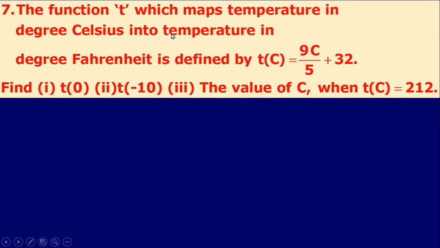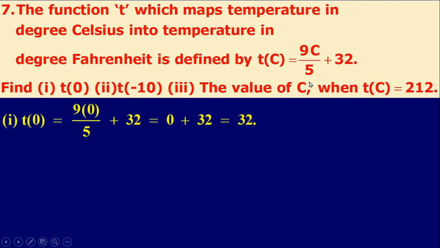Here it is given one function which converts temperature in degree Celsius into temperature in degree Fahrenheit, that is t of c is 9c divided by 5 plus 32. So we have to find t of 0, that is the temperature in Fahrenheit when the temperature in degree Celsius is 0. Now here it is given t of c is 9c divided by 5 plus 32.